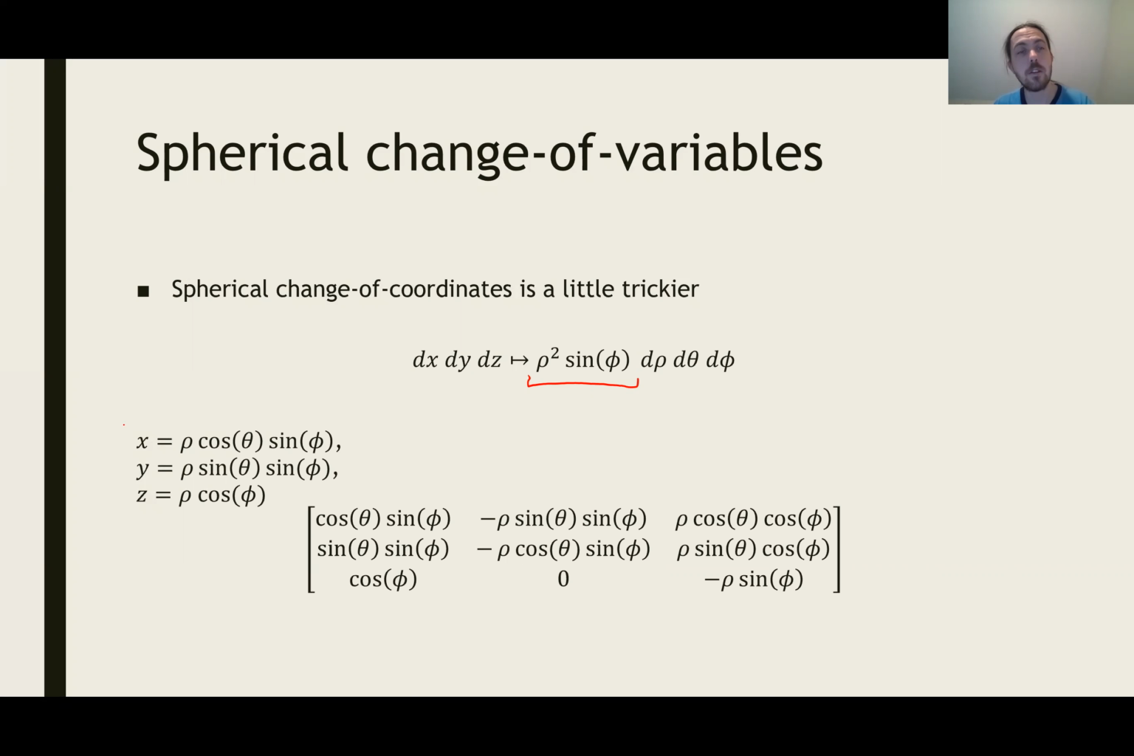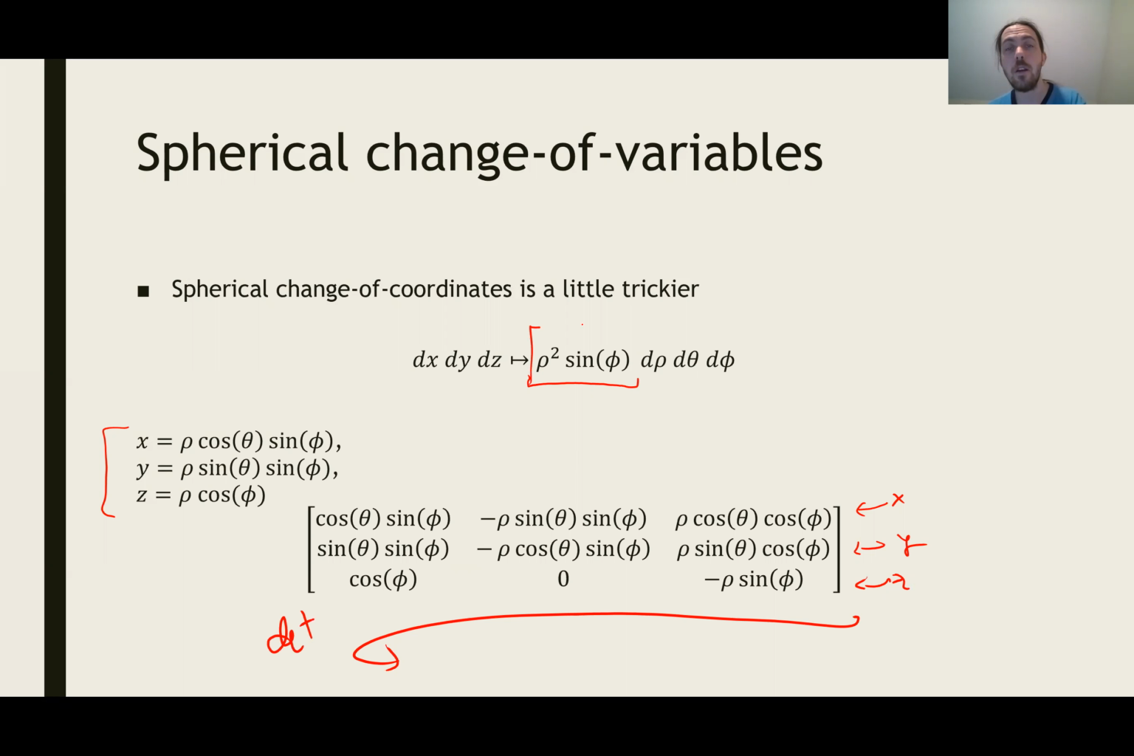And to do this calculation, we take our formulas for spherical coordinates. X is rho cos theta sine phi, Y is rho sine theta sine phi, and Z is rho cos phi. We write down our Jacobian matrix, where the top row is all the partial derivatives of x with respect to rho, theta and phi. Our second row is all the derivatives of y with respect to rho, theta and phi, and our third row is all the derivatives of z with respect to rho, theta and phi. We calculate the determinant of this, and then we take the absolute value. That calculation ultimately gives us rho squared sine phi.